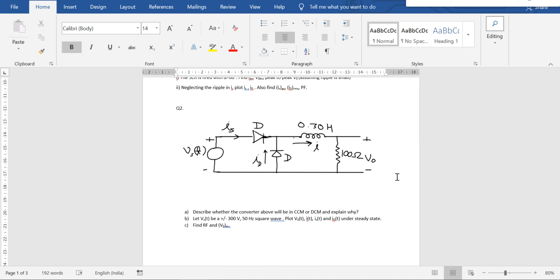In the second part, the voltage VST is given as plus minus 300 volt 50 hertz square wave, and you need to plot VT output voltage, input current IT, source current IST, and IDT, that is the current through the diode under steady state. And in the last part you need to find the ripple factor and V naught average. Okay.